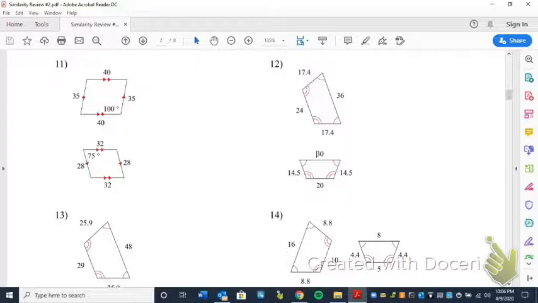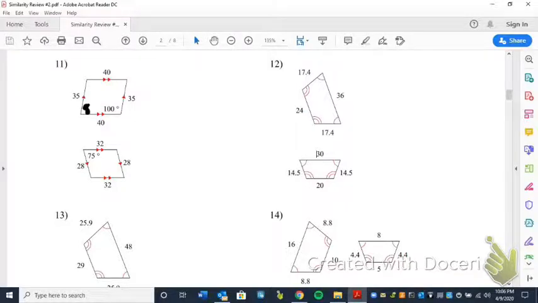When we look at these two figures here in 11, we see that we have two parallelograms. It's a quadrilateral with two sets of parallel sides, the definition of a parallelogram. What do we know about parallelograms? Well, we know that consecutive opposite angles are equal, and consecutive angles are supplementary, which means they add up to 180 degrees.